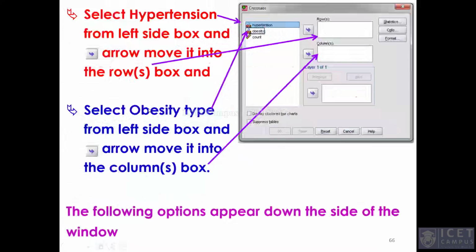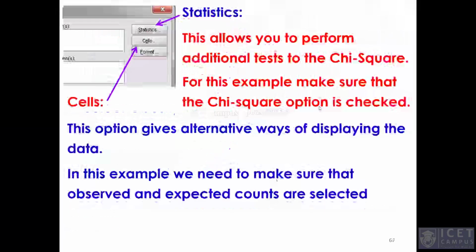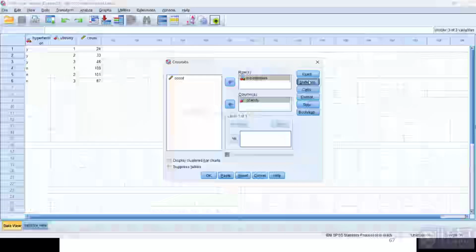We can select and use the arrow to move variables into the box: hypertension for rows, and obesity for columns. Hypertension for rows, obesity for columns. So we can add, then we can go for the statistics.